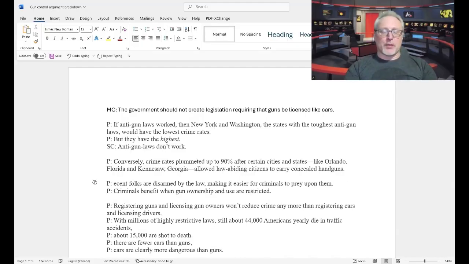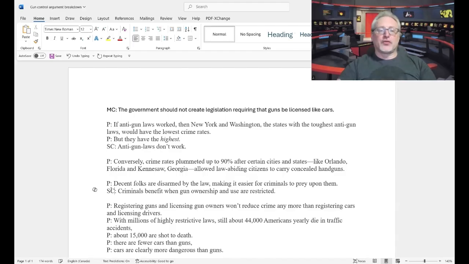Also, it's not a proper sentence starting with the word because. For reasons: decent folks are disarmed by the law, making it easy for criminals to prey upon them. Therefore, criminals benefit when gun ownership and use are restricted. Does the second one, criminals benefit, seem to follow from the first one, decent folks are disarmed by the law? I think so. So I am going to change this letter P here to SC for subordinate conclusion.